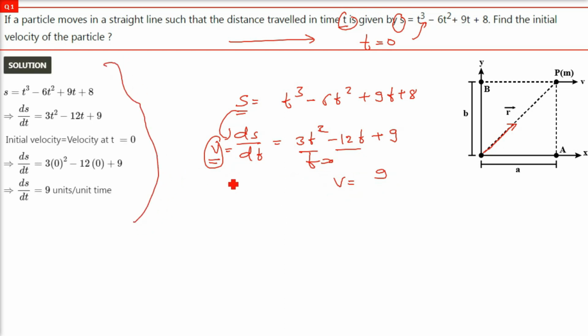Now this is how you are going to write everything, and the units are very important. Since the unit is not given, but still you have to write 9 units by unit time. You don't know whether the unit is kilometer or meter, and you don't know the time also, whether it is in second or hour, etc. But you need to write units divided by unit time just to make sure that you know the things.